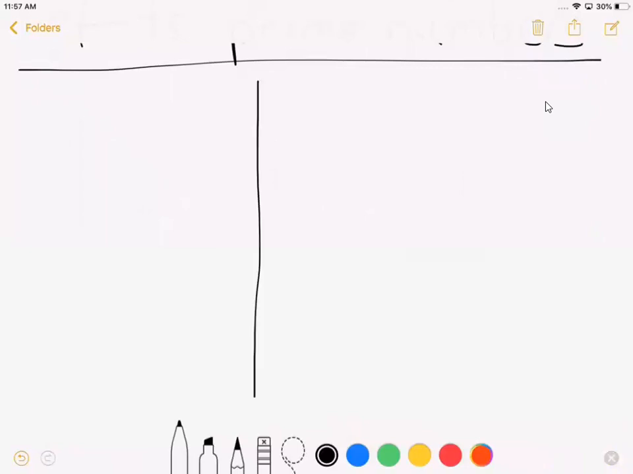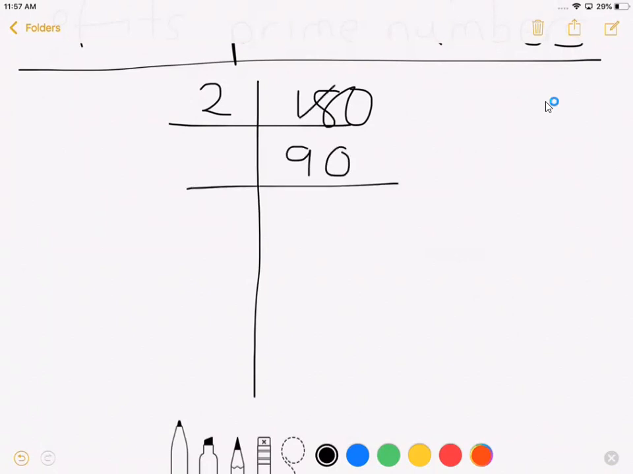You draw a straight line and you put 180 to the right. Then you look for the smallest number that goes into 180 without leaving a remainder, and that number must be a prime number. The smallest prime number that you know is 2. Does 2 go into 180 without leaving a remainder? Yes. Then you write 2 that side. 2 goes into 180 how many times? It goes 90 times.